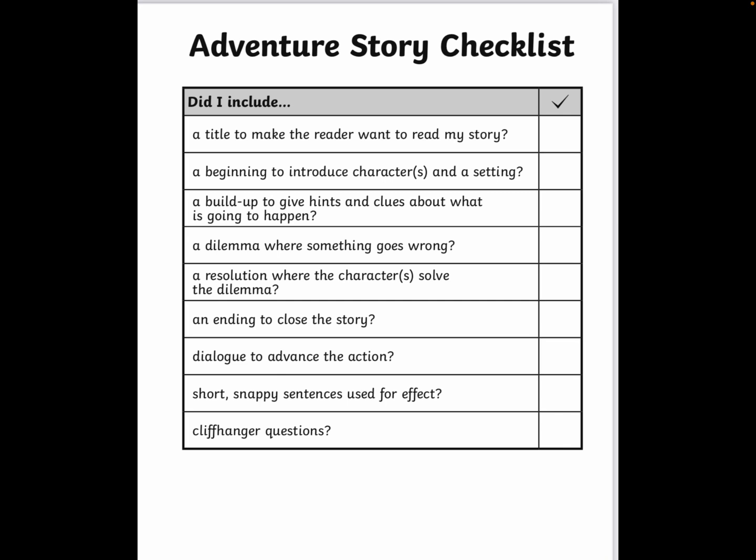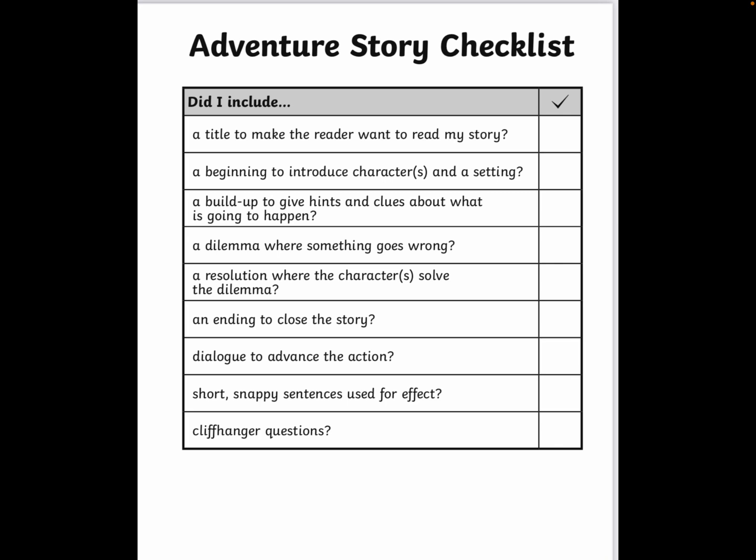Can you also include some short, snappy sentences for effect? We talked a lot about this in the past, that a good piece of writing is comprised of simple sentences, complex sentences, short, snappy sentences, all sorts of things like that. And then we've got cliffhanger questions. They're actually rhetorical questions that you put in your story. What would happen next? How would I escape the dragon? All of those kinds of things can be included in your story.